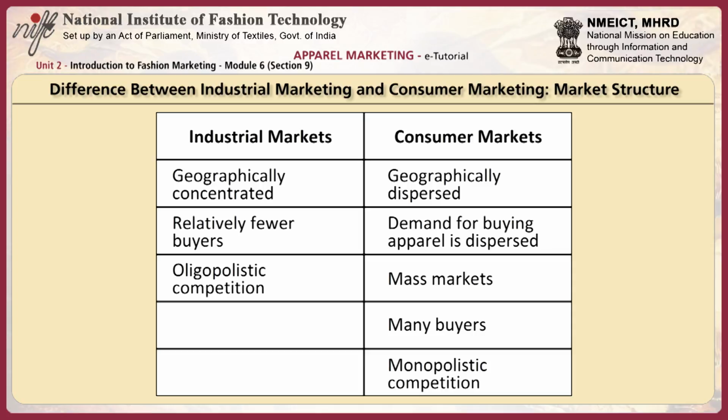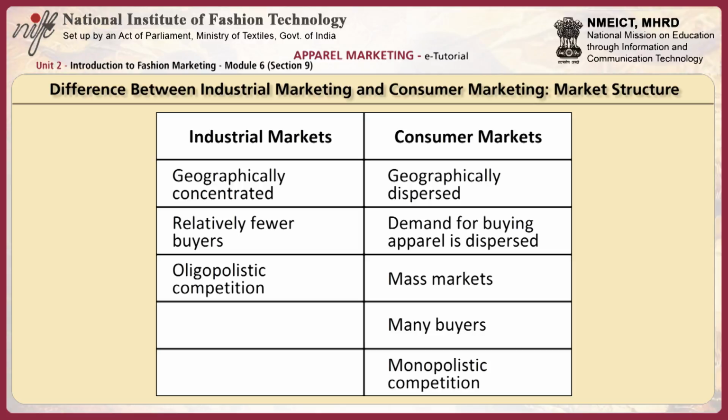There are relatively few buyers in the industrial scenario. The other characteristic is that it is an oligopolistic competition. This means that it is a market condition in which the sellers are so few in number that the actions of any one of them will impact the price and have a measurable impact on competitors as well.